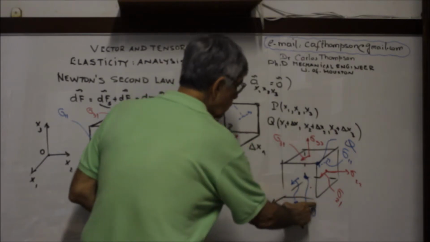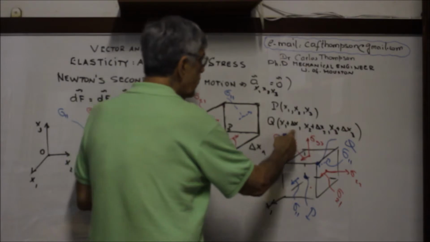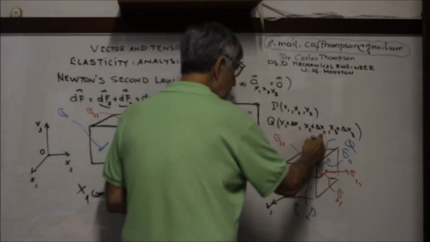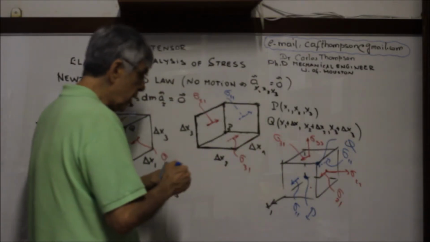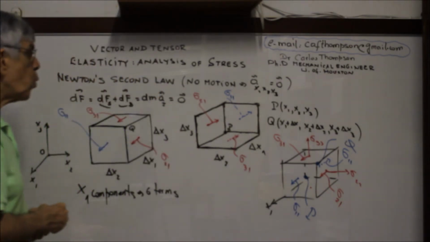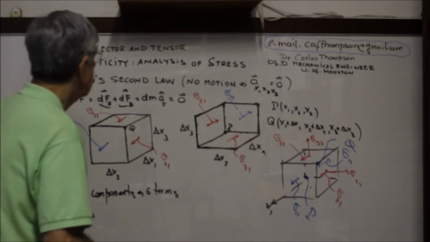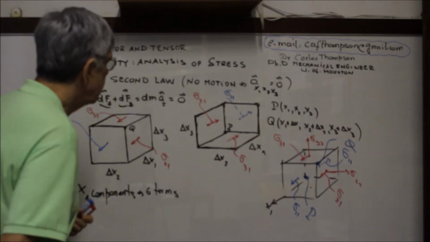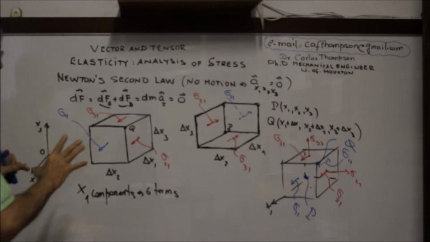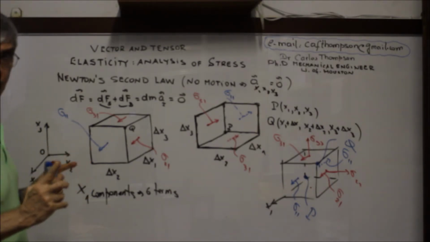So, this is delta x2, this is delta x1, delta x3. Q is equal to x1 plus delta x1, x2 plus delta x2, x3 plus delta x3. You already did this element here. We already worked with it before, under the vector and tensor course. Now from here, let's obtain the forces.